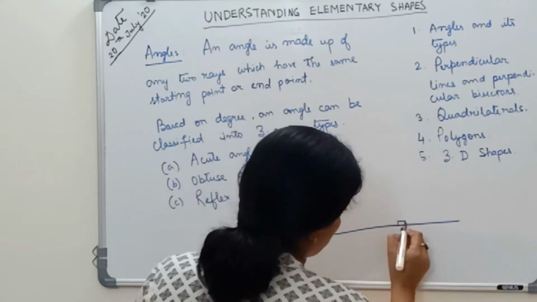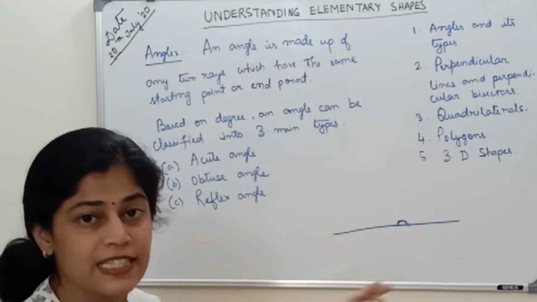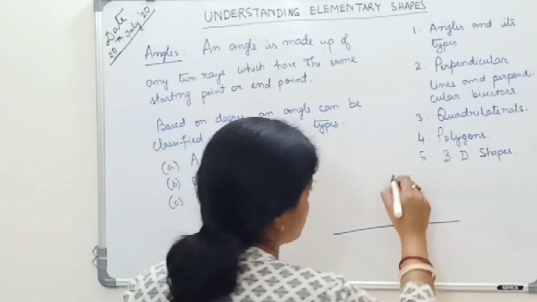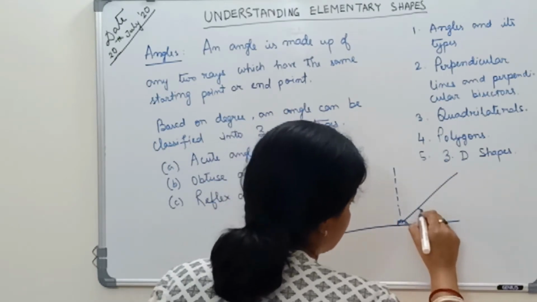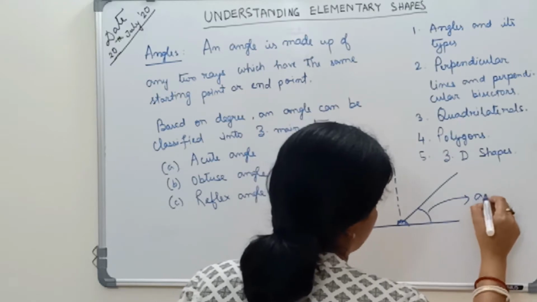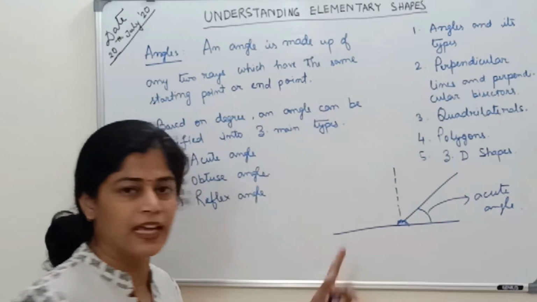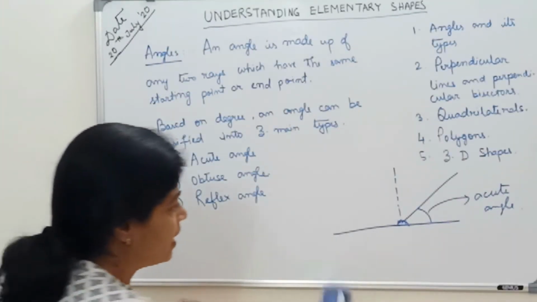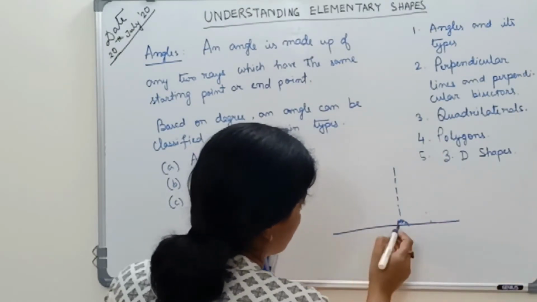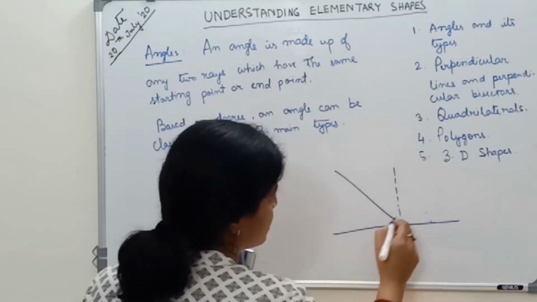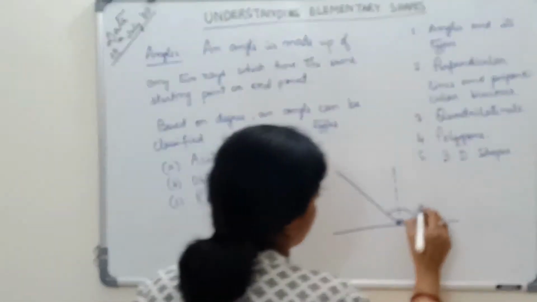If an angle is less than 90 degree, then it is an acute angle. This is 90 degree, so an angle less than 90 degree is called an acute angle. This is an acute angle. And an angle which is greater than 90 degree is called an obtuse angle.